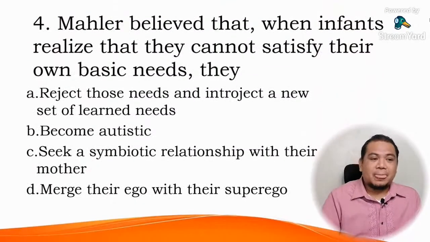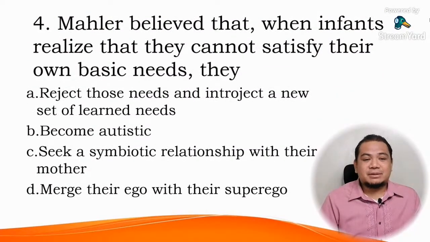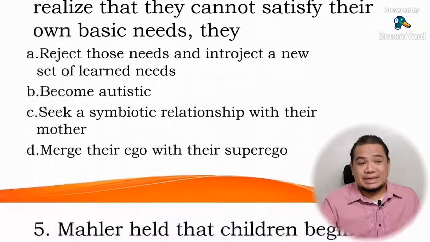Number 4. Mahler believed that when infants realize that they cannot satisfy their own basic needs, they A. Reject those needs and introject a new set of learned needs. B. Become autistic. C. They seek a symbiotic relationship with their mother. Or D. They merge their ego with their superego.